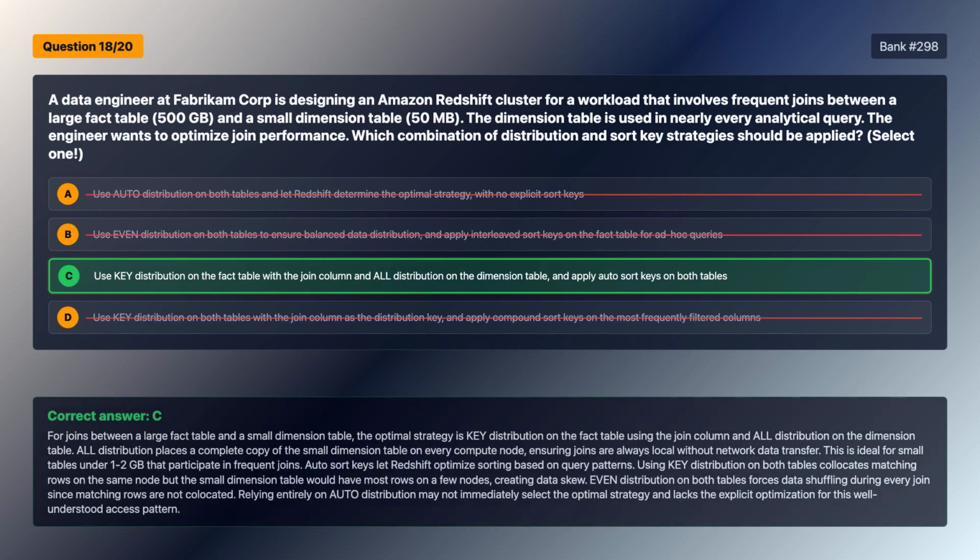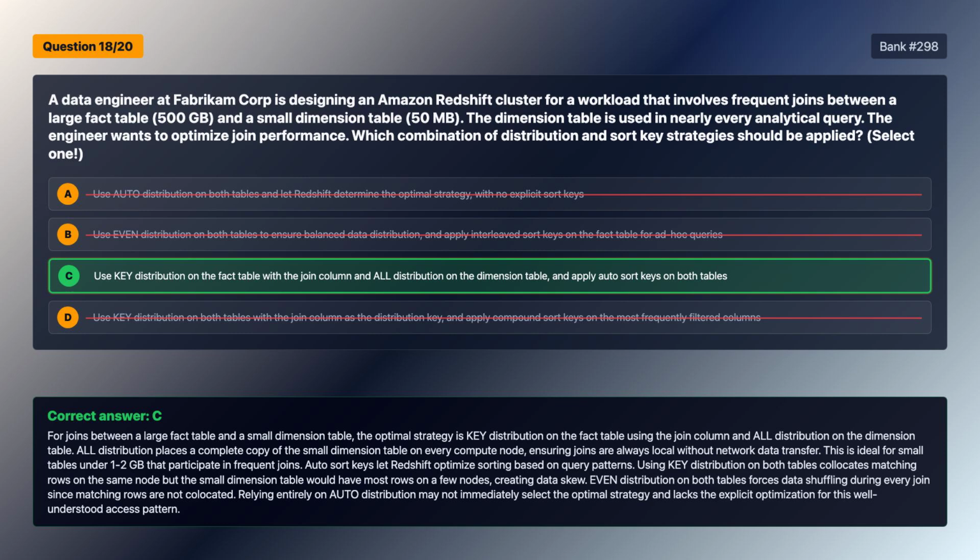The correct answer is option C. For joins between a large fact table and a small dimension table, the optimal strategy is KEY distribution on the fact table using the join column and ALL distribution on the dimension table. ALL distribution places a complete copy of the small dimension table on every compute node, ensuring joins are always local without network data transfer. This is ideal for small tables under 1-2 GB that participate in frequent joins.